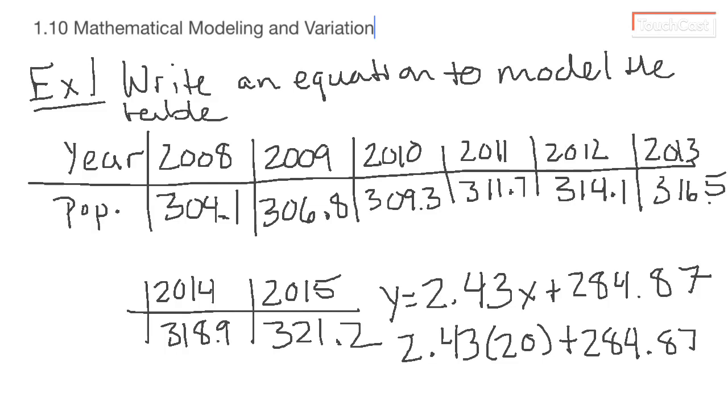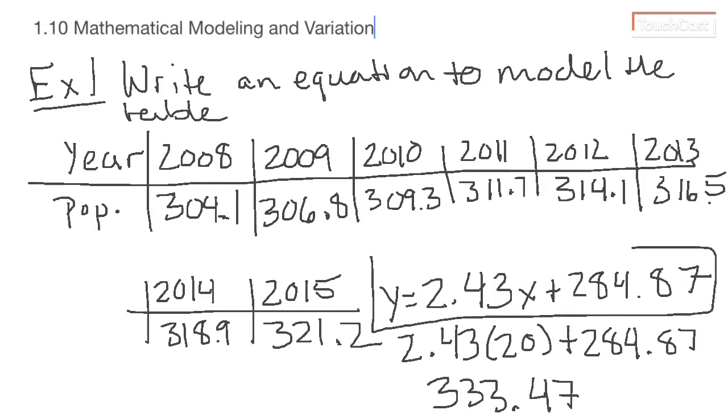And from typing this into my calculator, I would get that in the year 2020, the population of the U.S. would be 333.47 million people. Which, that part wasn't part of the question we had, but I thought, why not give it a little fun?